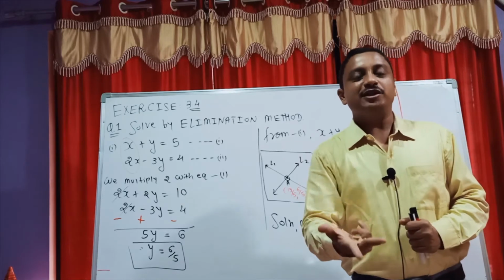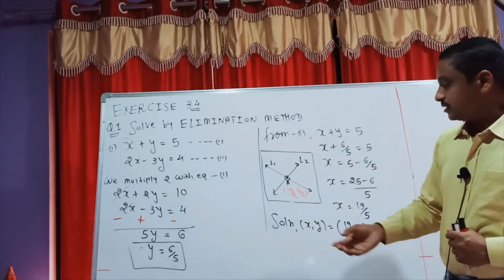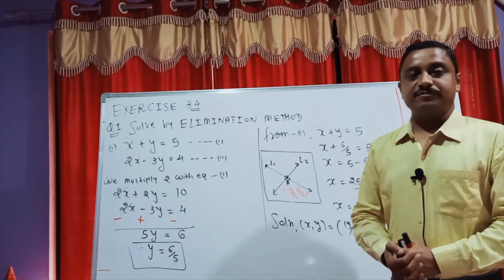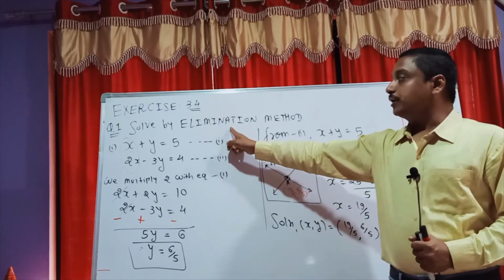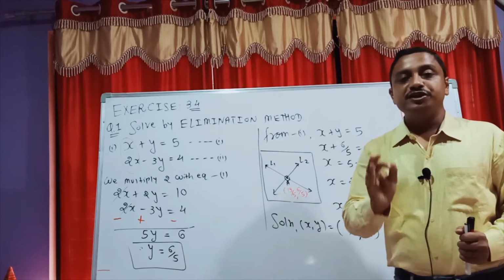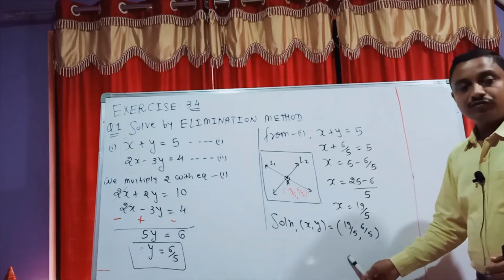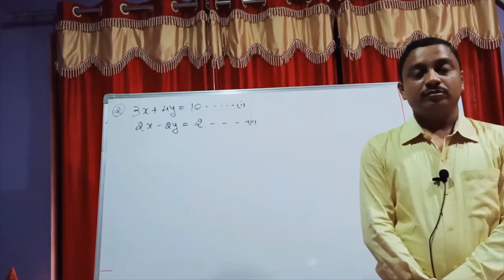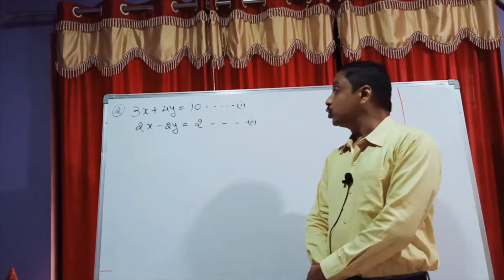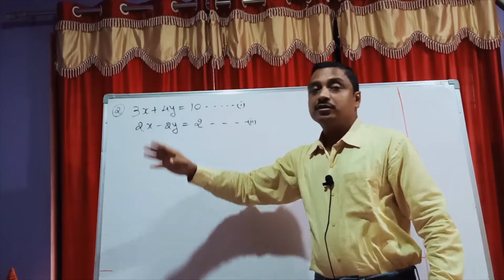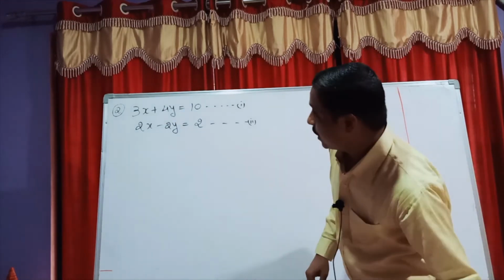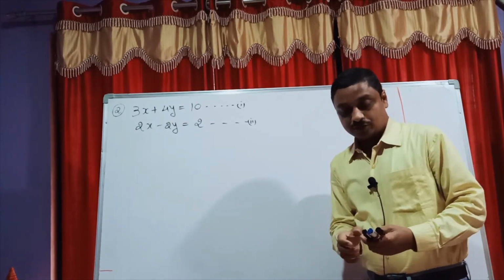Don't worry, in the graphical method also, students, I will represent some graph of this type in these parts. But here, only and only with the elimination method, your first answer is easily done. Now students, I go to question number 2. It is 2x plus 4y is equal to 10, and the second, 2x minus 2y is equal to 2.